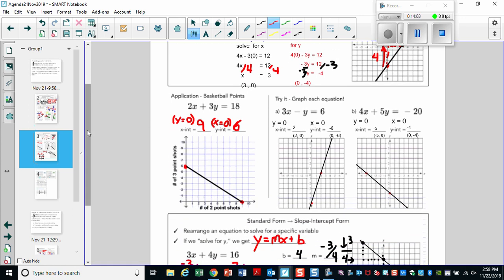Now, the next problem. Now we're given standard form. And actually, it's very easy to find your intercepts. So for the x-intercept, you set y equal to 0. So the result would be 2x equals 18. And x would equal 9. That's how we get an x-intercept of 9. So we have (9, 0).